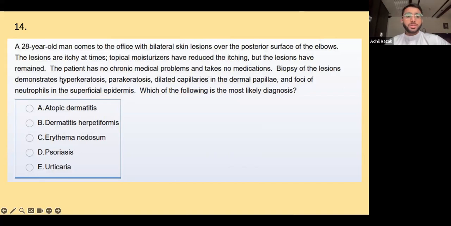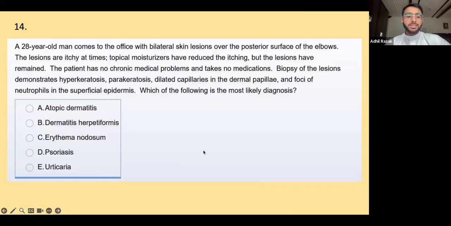The biopsy of the lesion shows hyperkeratosis, parakeratosis, and dilated capillaries in the papillary dermis. Hyperkeratosis, parakeratosis, which means there's a thick, dry layer on top. Dilated capillaries in the dermal papillae, and foci of neutrophils in the superficial epidermis. Which of the following is the most likely diagnosis? It is a condition we haven't discussed yet. This is a new condition.